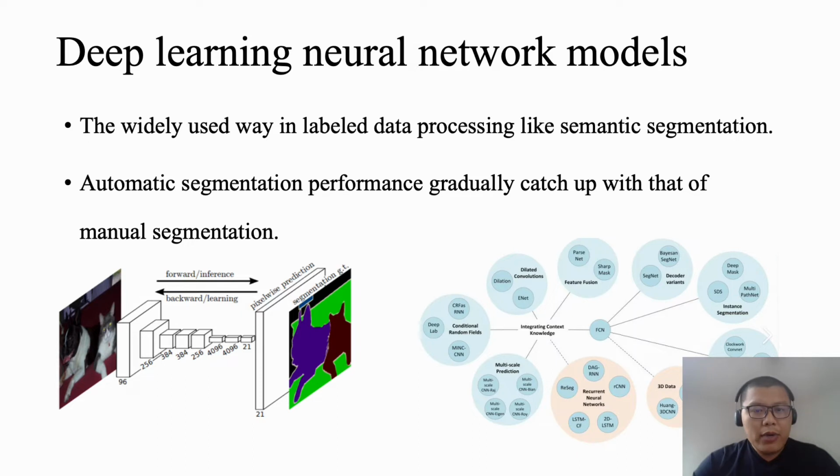So we're going to use deep learning neural network models, which is a very advanced method. It takes advantage of the very high computational capability of computers and GPUs and new structures of neural networks. It is widely used in label data processing like semantic segmentation, and automatic segmentation performance generally catches up with that of manual segmentation.